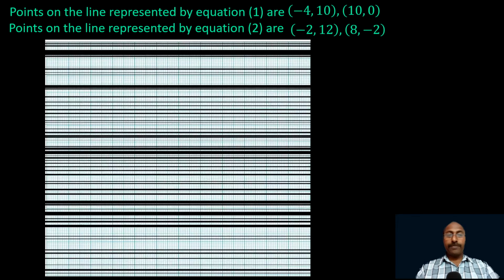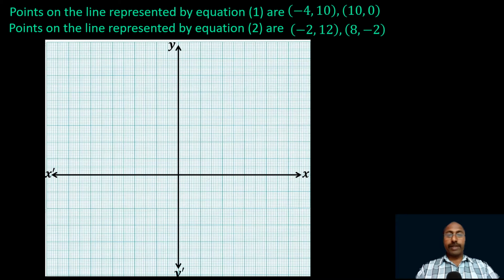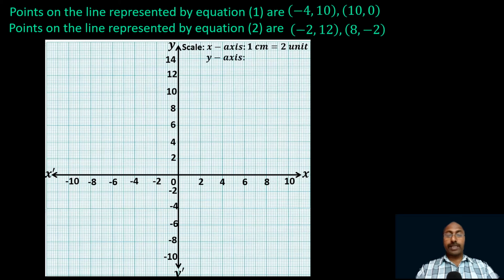So take the graph paper, x-axis, y-axis, and denote the units. And I am taking on x-axis 1 centimeter equal to 2 units, as well as on y-axis also I am taking 1 centimeter equal to 2 units. So let us plot the points which lie on first equation. So the first one is minus 4 comma 10. Here we have. Okay, and again 10 comma 0, and 10 comma 0 lies on x-axis, as its y coordinate is 0, it lies on x-axis at x equal to 10. So now draw the line through these 2 points.